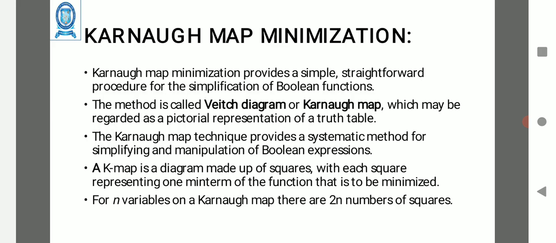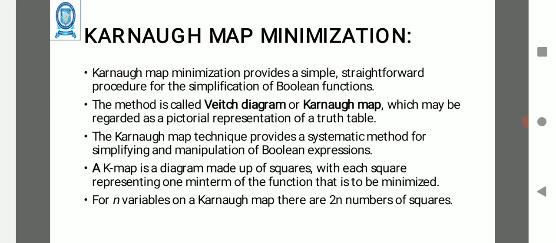Here, the sum of products expression, which we call SOP, can always be implemented using AND gates fed into an OR gate, and the product of sums expression leads to OR gates feeding an AND gate. So Karnaugh minimization usually provides a simple and straightforward procedure for the simplification of the Boolean function. Also, it provides a systematic method for manipulation of Boolean expressions.